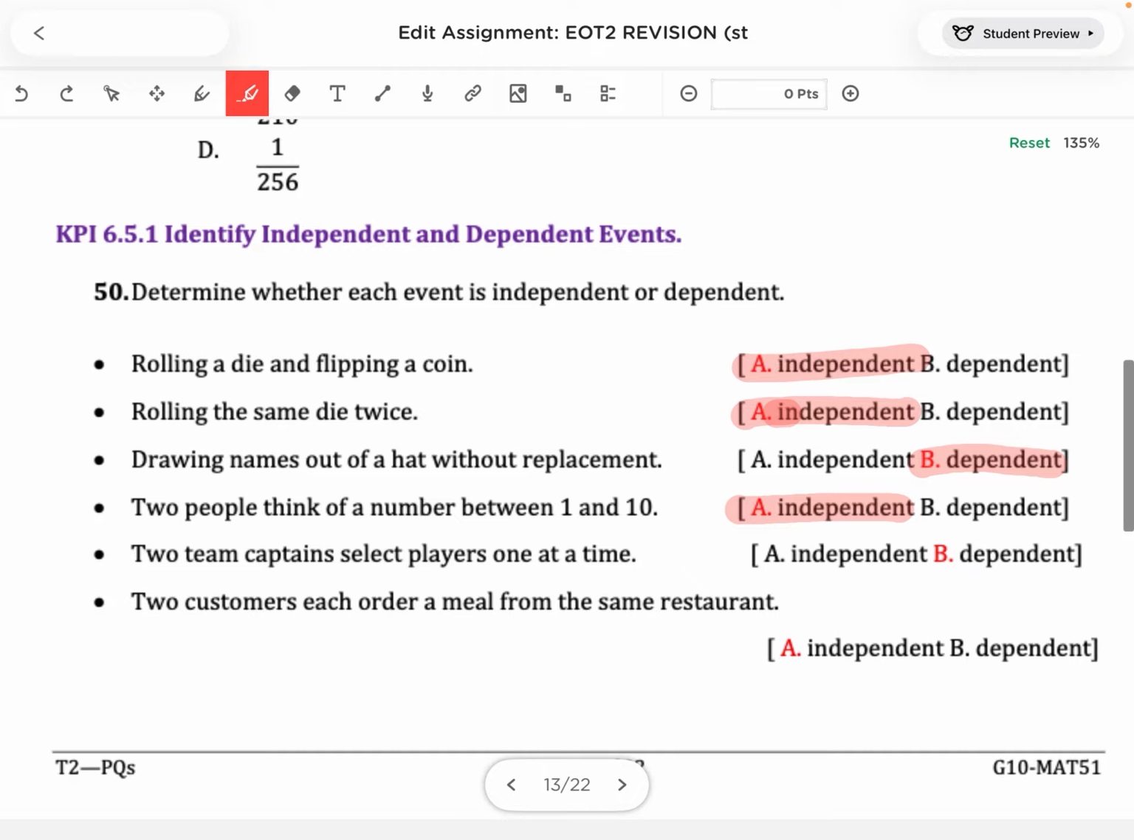Two team captains select players one at a time. They affect each other, and they might select the same person, so both of them are not working independently. Or if they select one, the number of team players will decrease. Two customers each order: separate orders, so independent events.